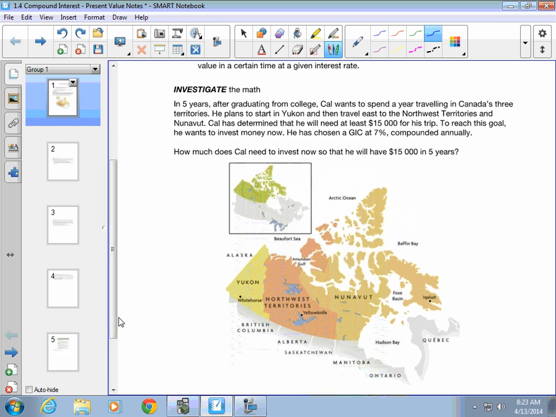In 5 years, after graduating from college, Cal wants to spend a year traveling in Canada's 3 territories. He plans to start in Yukon and then travel to Northwest Territories and Nunavut. Cal has determined that he will need at least $15,000 for his trip. To reach his goal, he wants to invest money now. He has chosen a GIC at 7% compounded annually. How much does Cal need to invest now so that he will have $15,000 in 5 years?